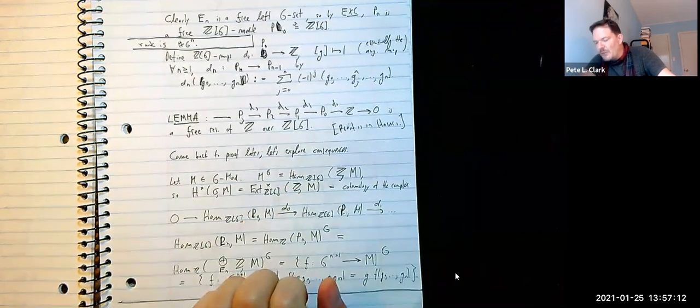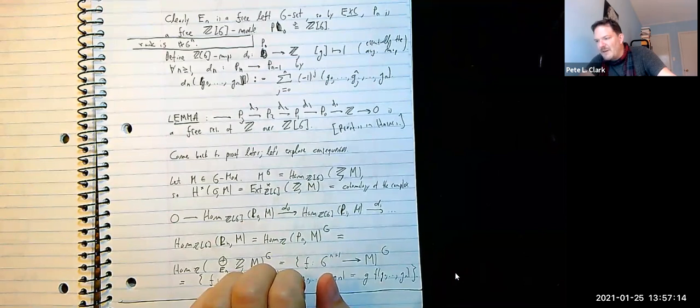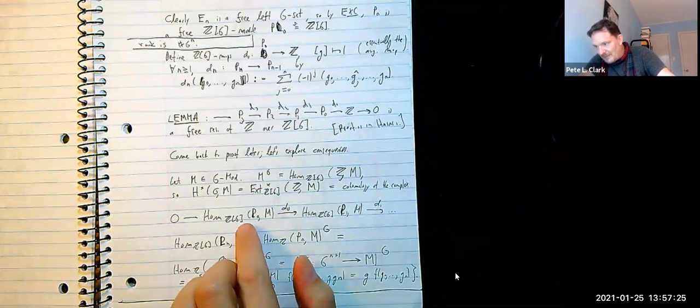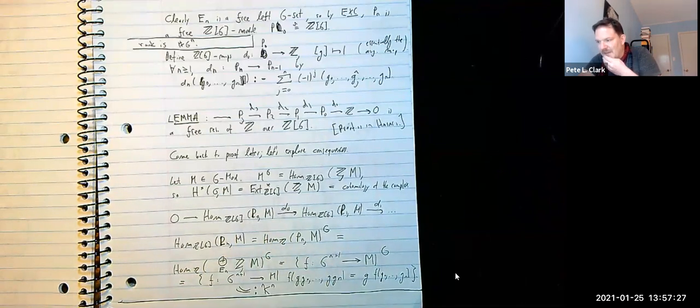And so what do we do for derived functors? We have our projective resolution. We strip away the Z. We apply the functor, which is the Hom functor here. And then we take the cohomology. And so what is each one of these?